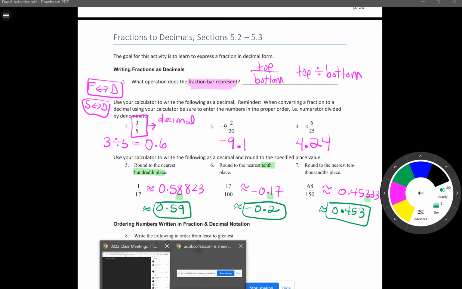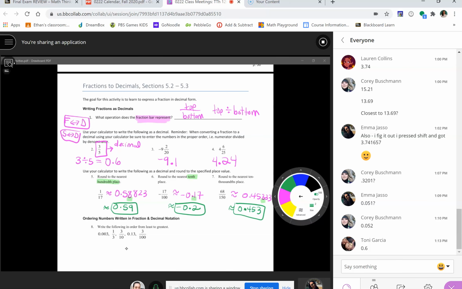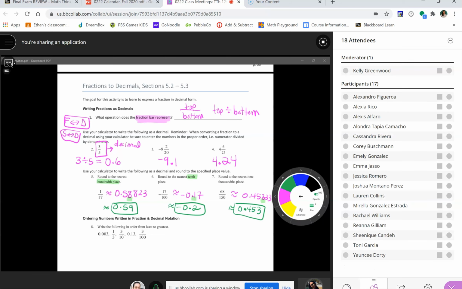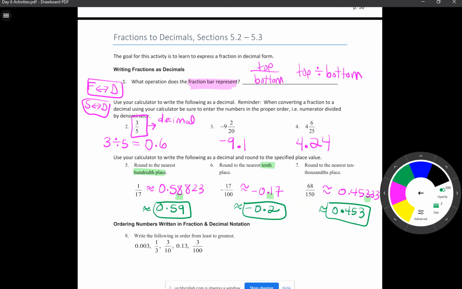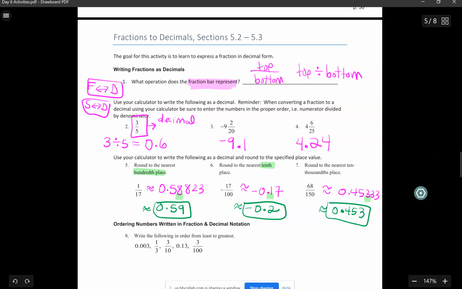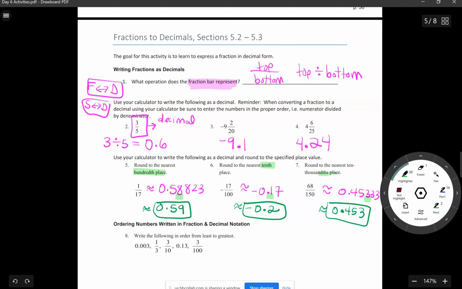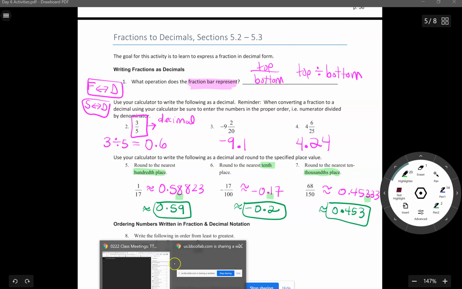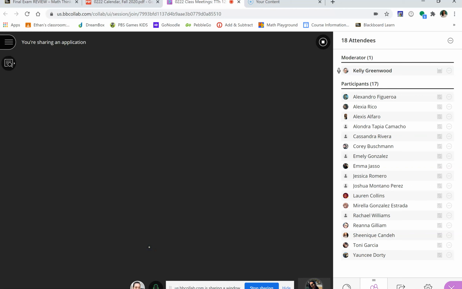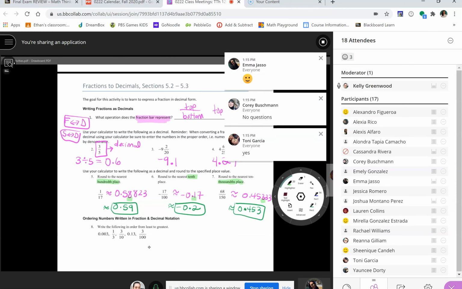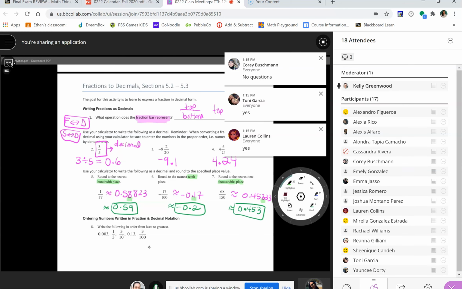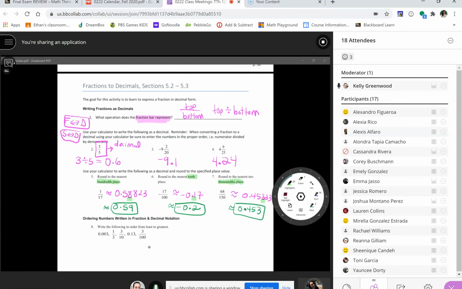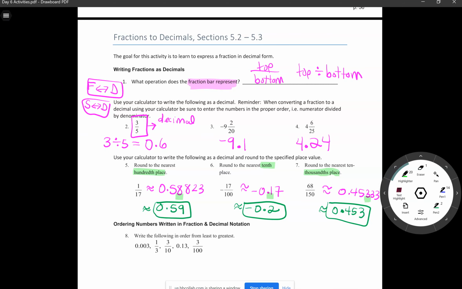Okay, are there any questions on any of these? Show me a status. Were you getting them right on your calculator? Okay, no questions. Cool. So you should be okay going back and forth on MyMathLab.